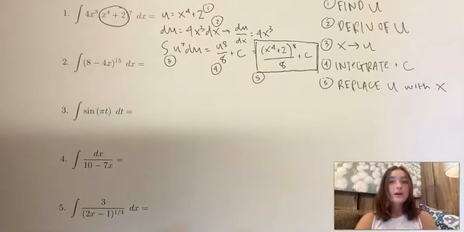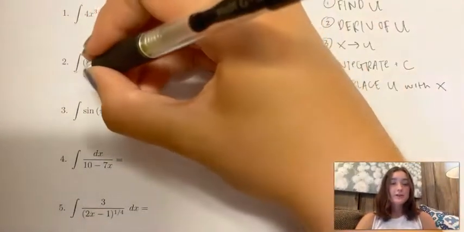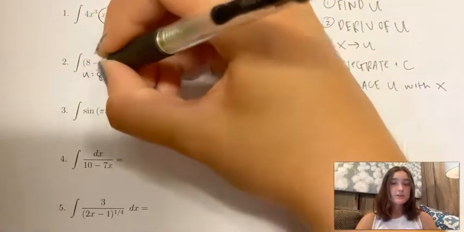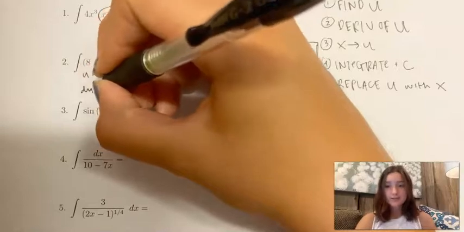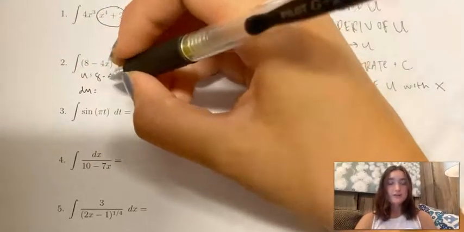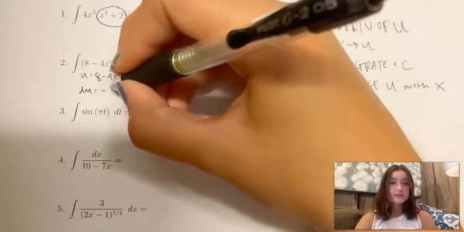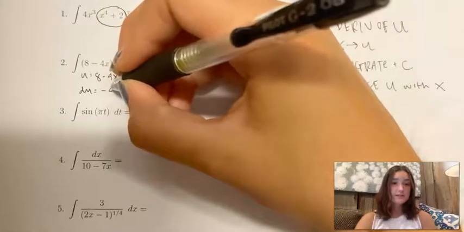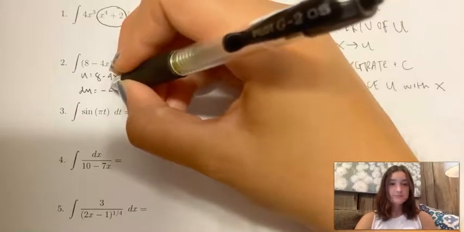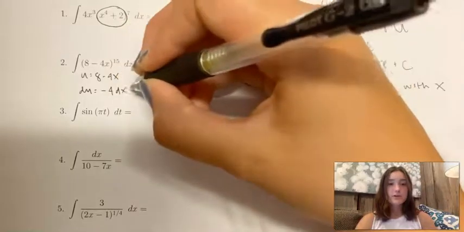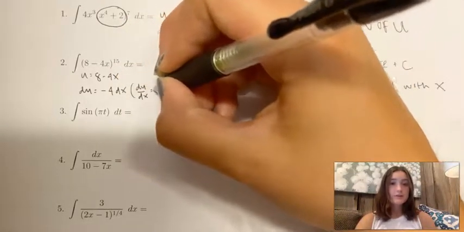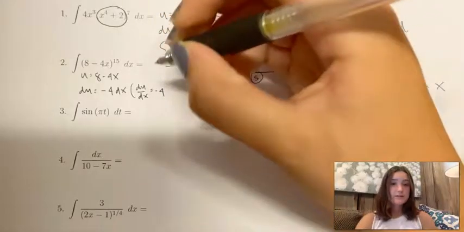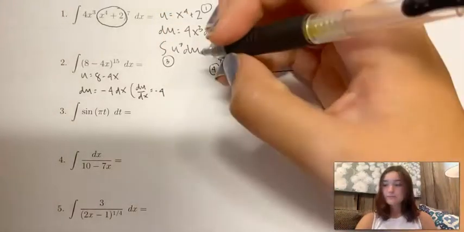Okay, so again, we're just going to follow these 5 steps as we do the second one. The u is pretty similar to the first one. It's just inside parentheses and also inside an exponent. So it's pretty clear that the u is 8 minus 4x. Our du is going to be negative 4 dx. And then I'll show my work here where I'm dividing du by dx to get negative 4.